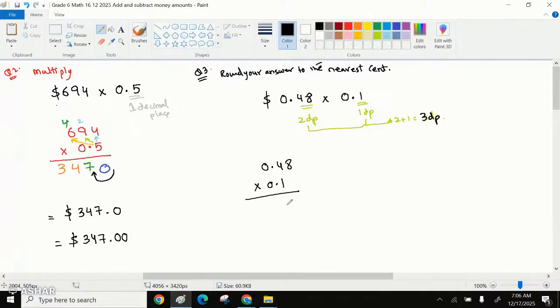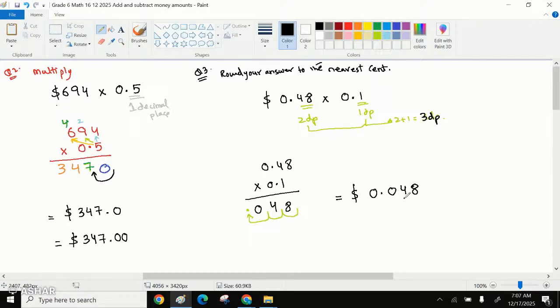1 multiplied by 8 is 8. 1 multiplied by 4 is 4. 1 multiplied by 0 is 0, right? And what we can do is we can move 3 decimal places. 1 decimal place, the second decimal place, and the third decimal place. The decimal will come over here. Okay, that means your answer comes out to be dollars 0.048, right? But we cannot have 0.048 cents, right? Either we can have 1 cent, 2 cents, and so on.